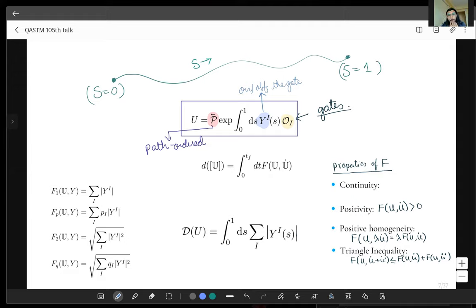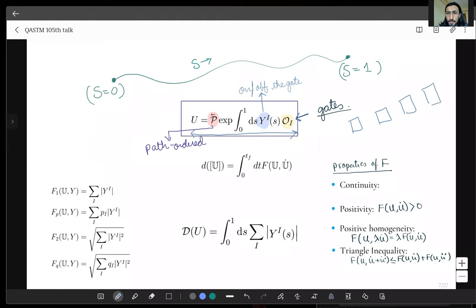Now this unitary is written in this form. Let me explain. O_i represents the gates, and Y_i represents at what time or at what parameter it's on or off. So we can think of all the gates, suppose they are all these gates.